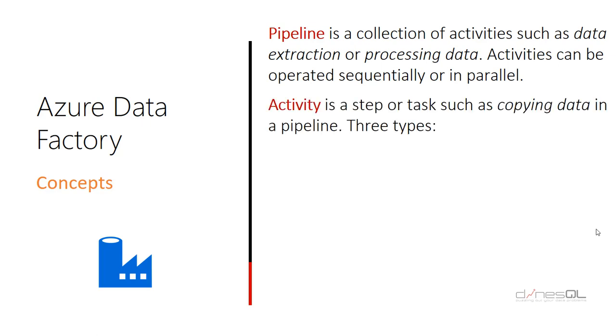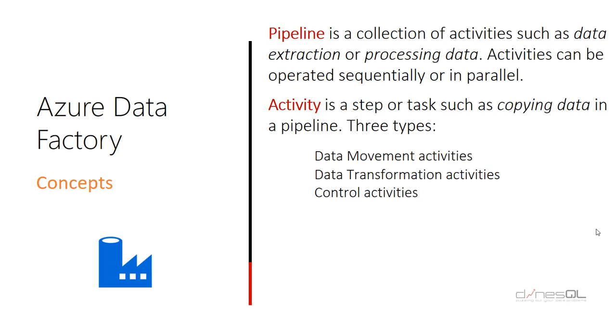An activity is a task you need to perform as a part of your workflow or within your pipeline. There are three activity types: data movement activities, data transformation activities, and control activities. Let me give you some examples of these three. Copy data is an example of a data movement activity. And if you want to transform some data using a Hive script or USQL script, it is a data transformation activity.